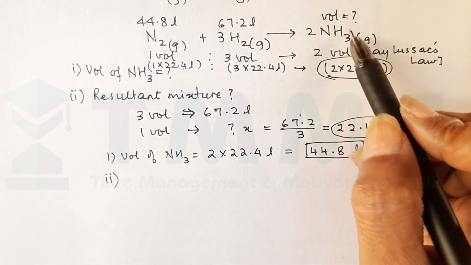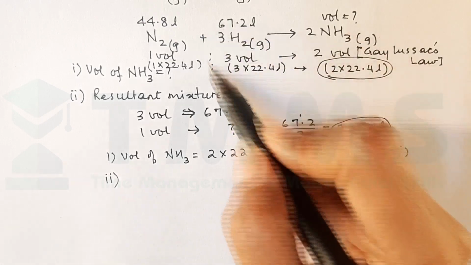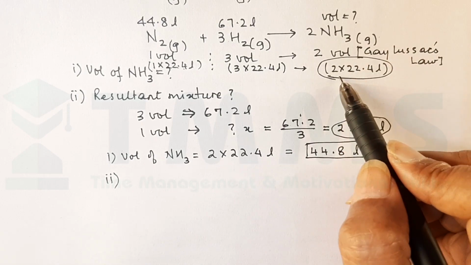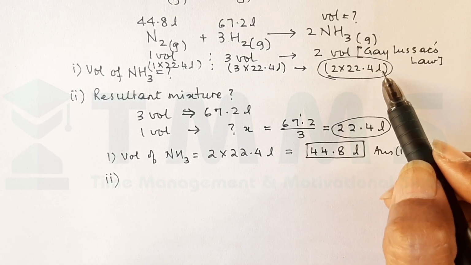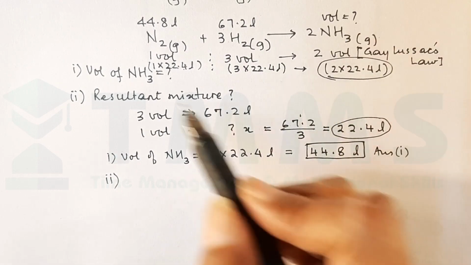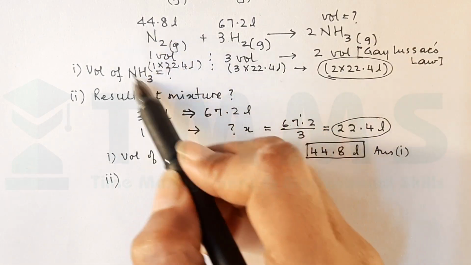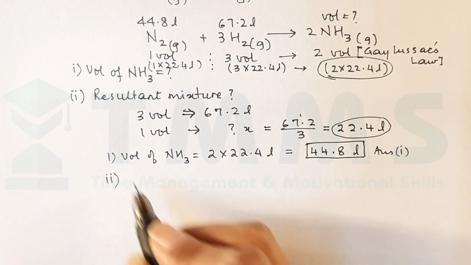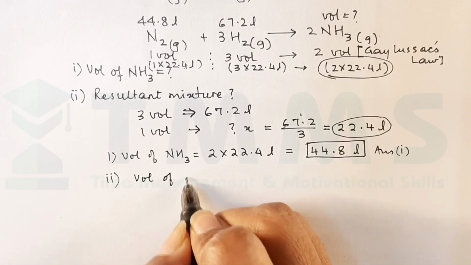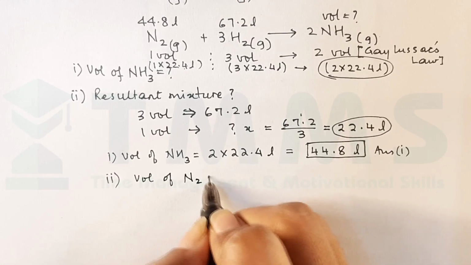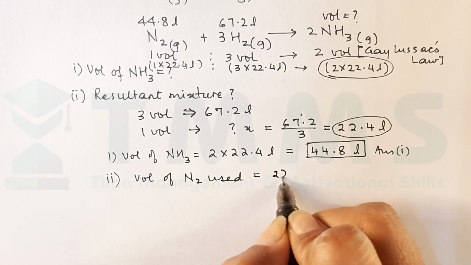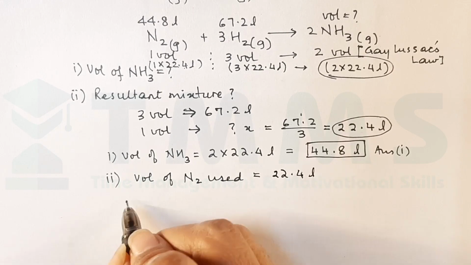And so we are going to have no hydrogen left, but now here we'll have 2 volume, which means 2 into 22.4 liters, that is 44.8 liters of ammonia. But we will have the unreacted nitrogen also. So we will write just that. We will say volume of nitrogen used is going to be equal to 22.4 liters.